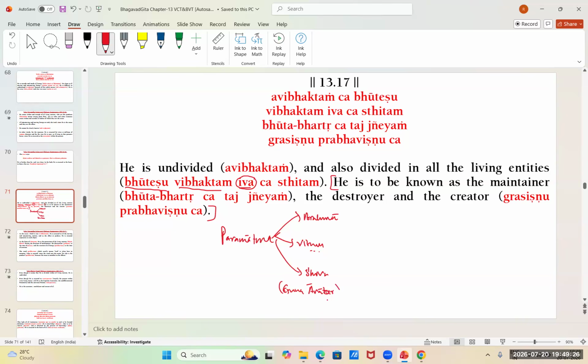Okay, fine. So, as the Guna avatars, Brahma is the creator, Vishnu is the maintainer, and Shiva is the destroyer. So this Vishnu is also the Paramatma feature. Kshirodakshayi Vishnu is the Paramatma feature of the Lord. Please remember.